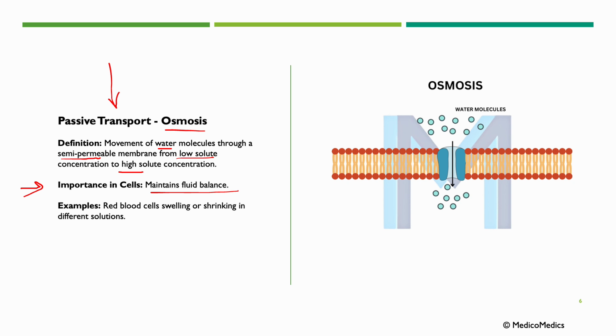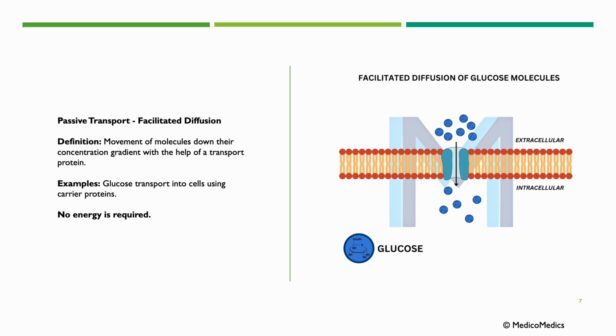Another passive transport is facilitated diffusion, where the movement of molecules is down their concentration gradient with the help of a transport protein. So, for example, glucose transport into cells using carrier proteins. Again, no energy is required. So facilitated diffusion is like using a key card to enter a secure building. You still follow the rules, but you need special access.